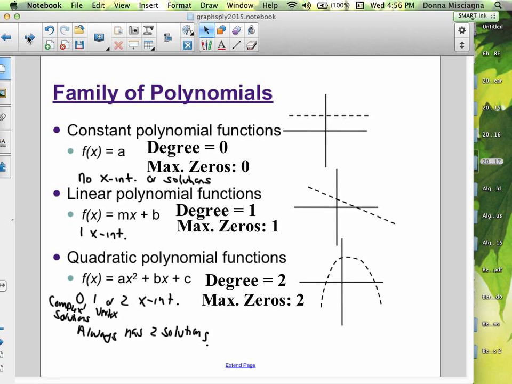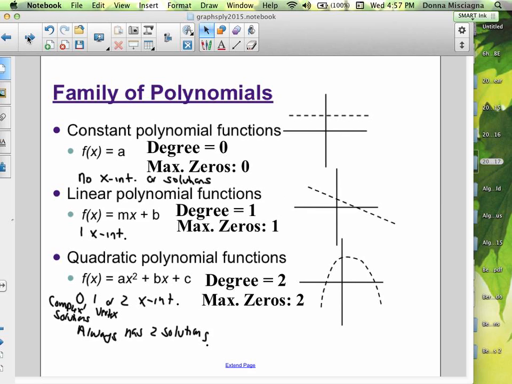Linear polynomial function, f of x equals mx plus b, has one intercept. Its degree is 1, and it has a maximum number of zeros of 1. And it will always have 1 zero. There's no such thing as a linear function that doesn't eventually cross the x-axis.